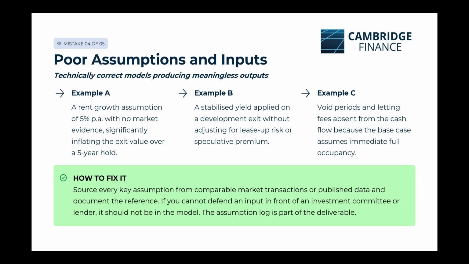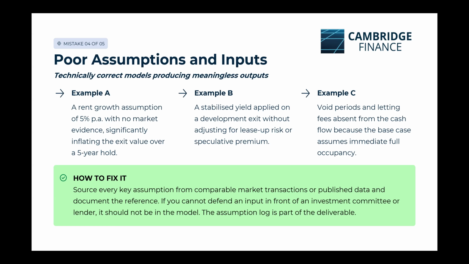Understanding the economics of real estate is very important when you're doing the model. How to fix it? Source every key assumption from comparable market transactions, understand what the market is telling you, and also filter what other people told you, what AI told you, what your research told you. Try to make your assumptions robust given your knowledge of the market. If you cannot defend an input in front of an investment committee or lender, it should not be in the model. So your assumption log is part of the deliverable.